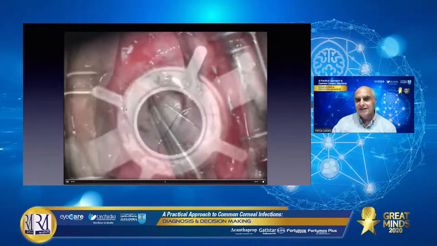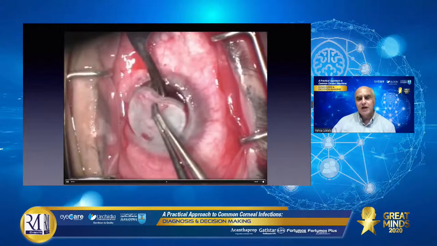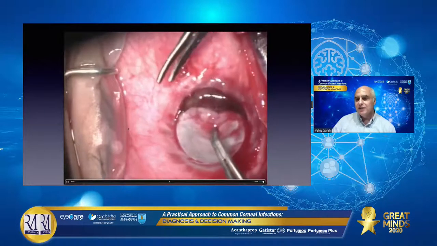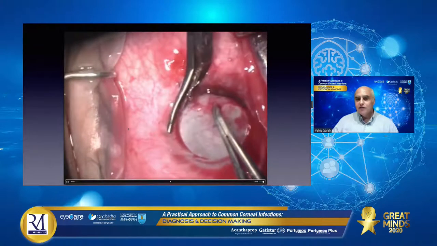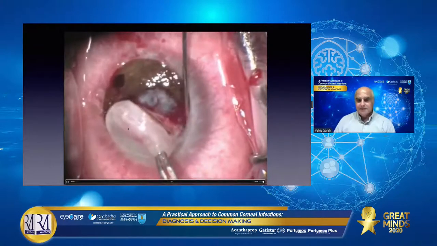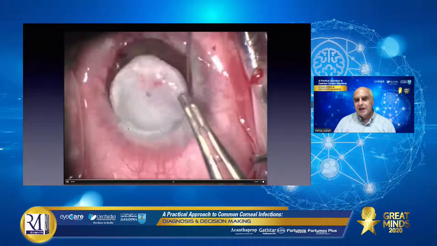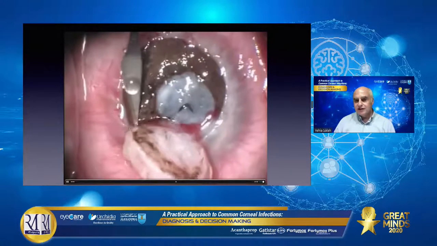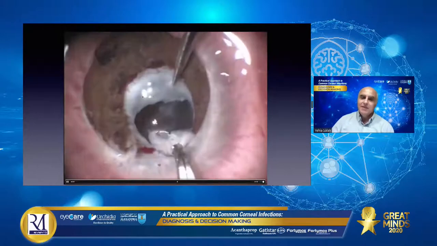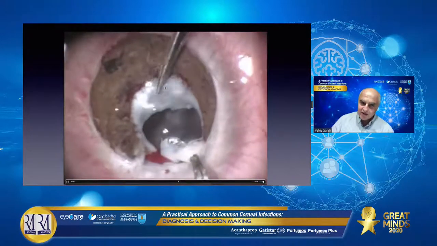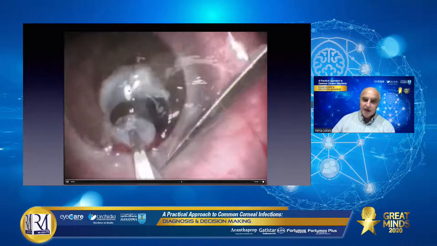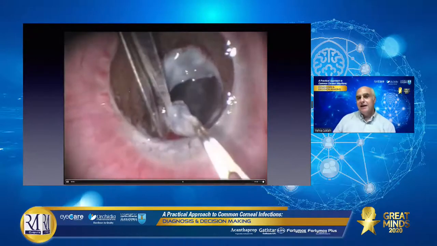Until he presented with this picture, we decided the intraocular pressure was high, and still we tried to give him a second chance of keratoplasty. And as you can see, it's not only the cornea that is vascularized, still the membranes and the fungal affection have reproliferated.